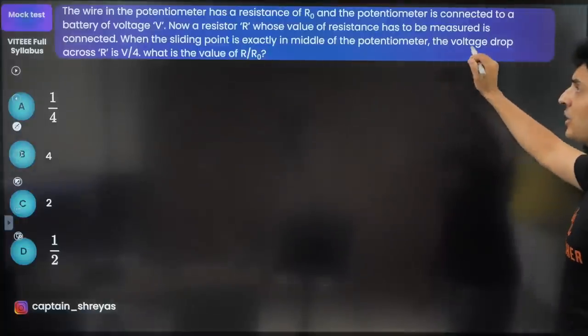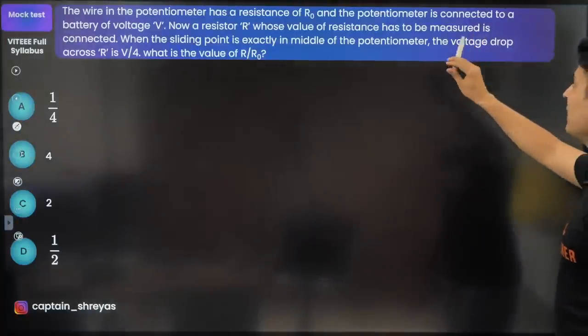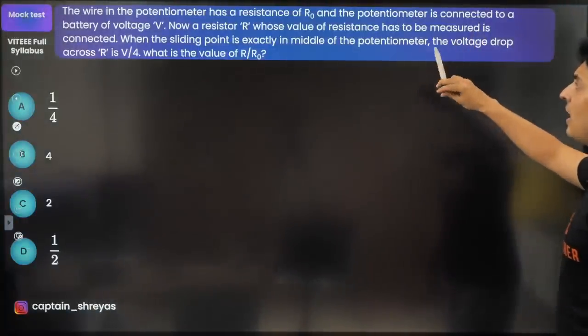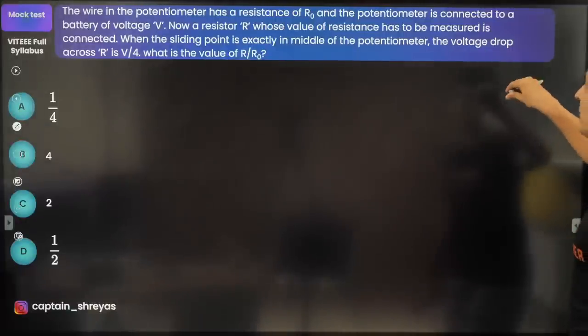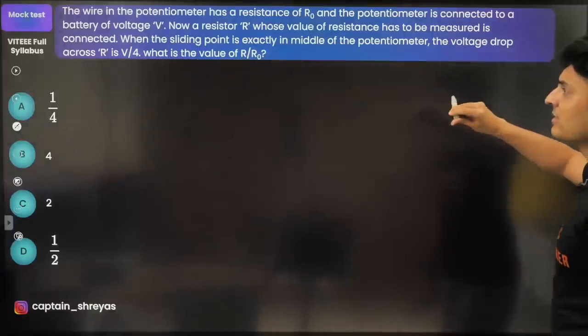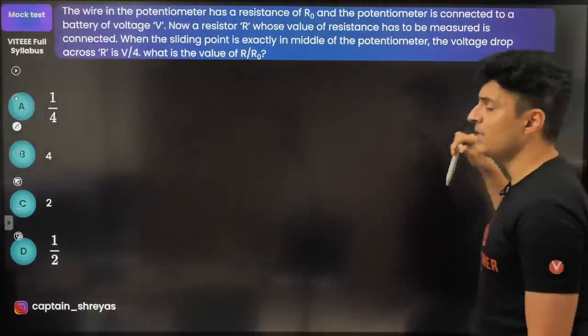The wire in a potentiometer has resistance R0. The wire is connected to a battery. A resistance R, whose value has to be measured, is connected. The sliding point is exactly in the middle. The voltage across this R is V by 4. What is the value of R by R0?